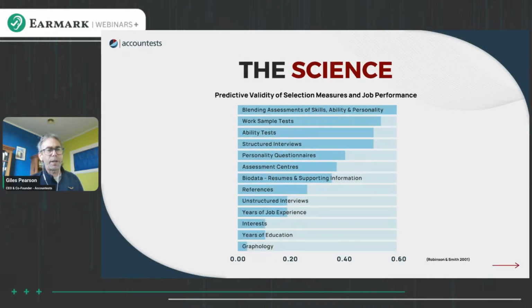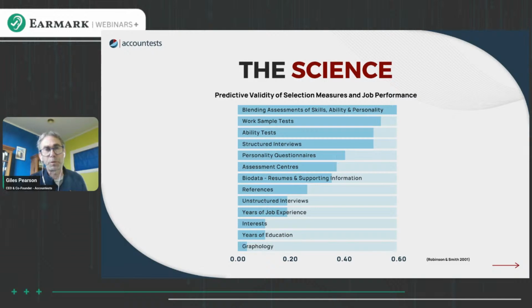And what's the science behind that? The science is pretty good. So this is a study that looks at the correlation between the process you use and the likelihood of an outcome that is what you expect. So you can see here towards the bottom, using unstructured interviews, and we're not going to go into interview technique, but unstructured versus structured interviews is a thing. Using references, using years of experience, there's not much correlation between what you do and the likelihood of the outcome that you expect.